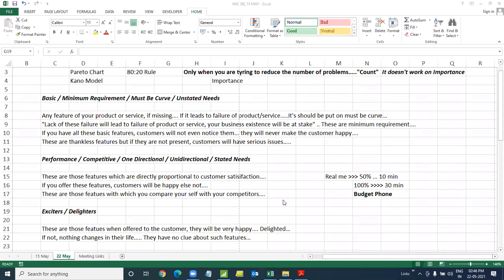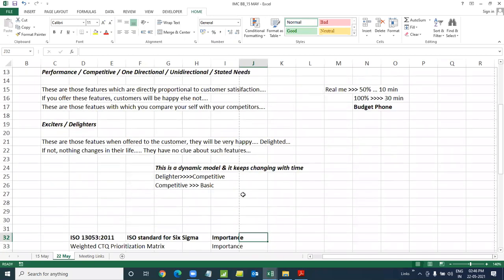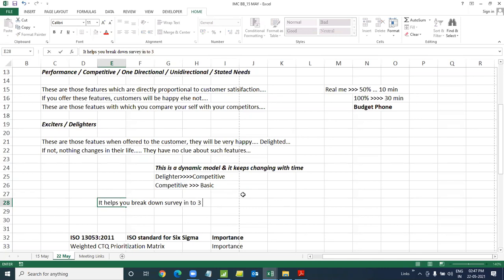Okay, perfect. All right. Does anyone have any question about the Kano model? In case you have, then we can discuss that. Else, we'll move on. But for now, bottom line, what the Kano model does is help you break down the survey into three segments: basic, competitive, and delighter. So you are able to get a first level of filtration.